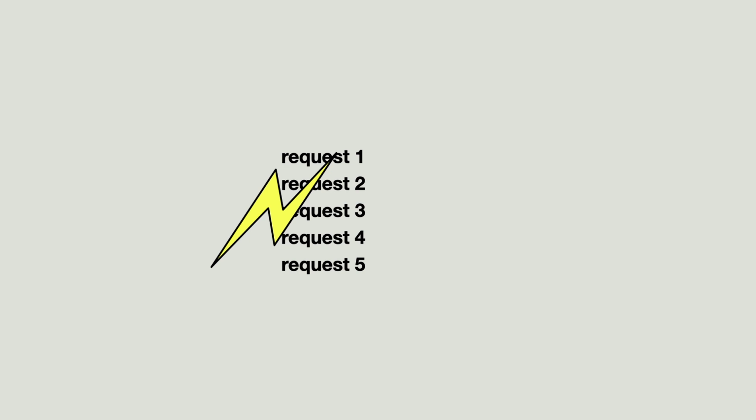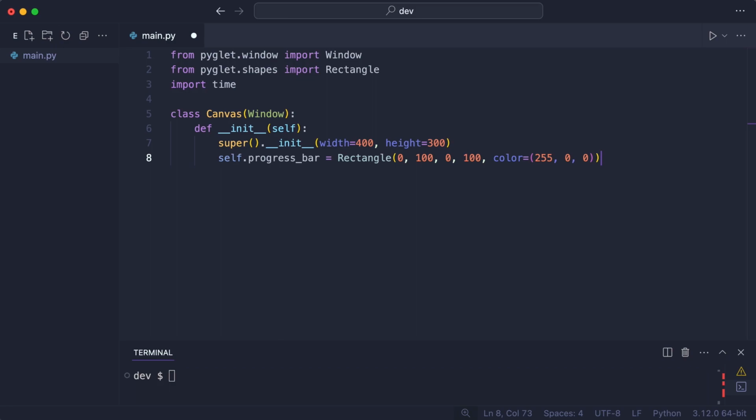But I need more. My problem is that I want to integrate asynchronous code in an already existing GUI event loop. What you will see here is an experiment to call a blocking function from Pyglet and make it behave asynchronously. Look at this code. Class Canvas inherits from a Pyglet window and the class initializer creates a progress bar rectangle. I create a custom game loop.